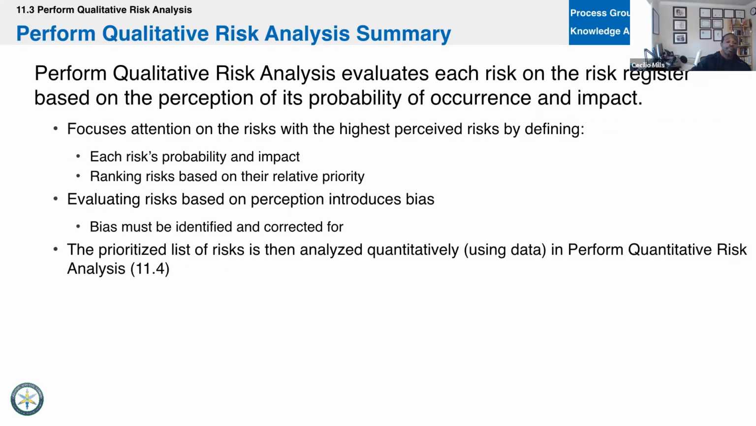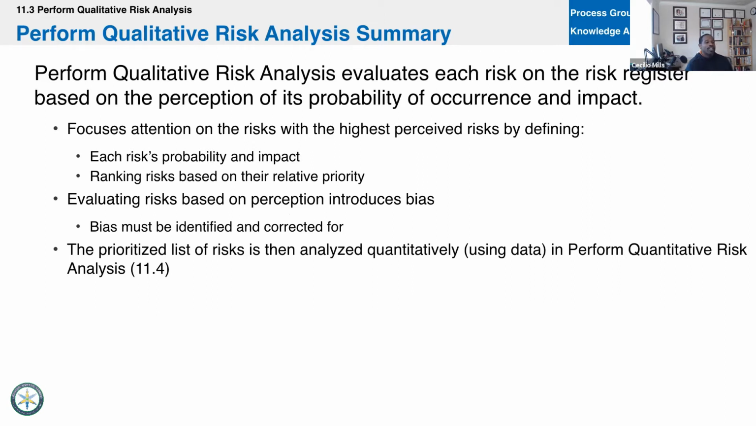Qualitative risk is probability times impact. Quantitative risk is probability times impact. The difference between the two is that in quantitative risk, the impact is expressed in dollars. You can express it in dollars or time, but qualitative risk is just: what's the probability, what's the impact, and then we get a percentage. All right, so that's the difference between the two.